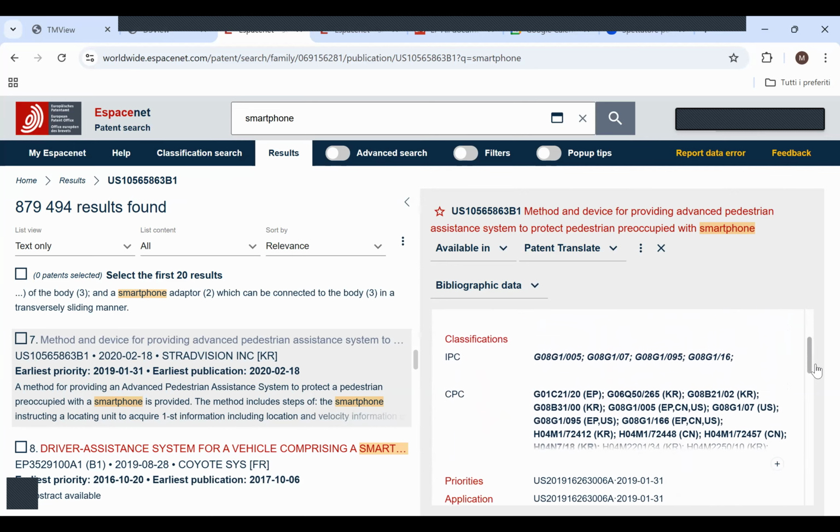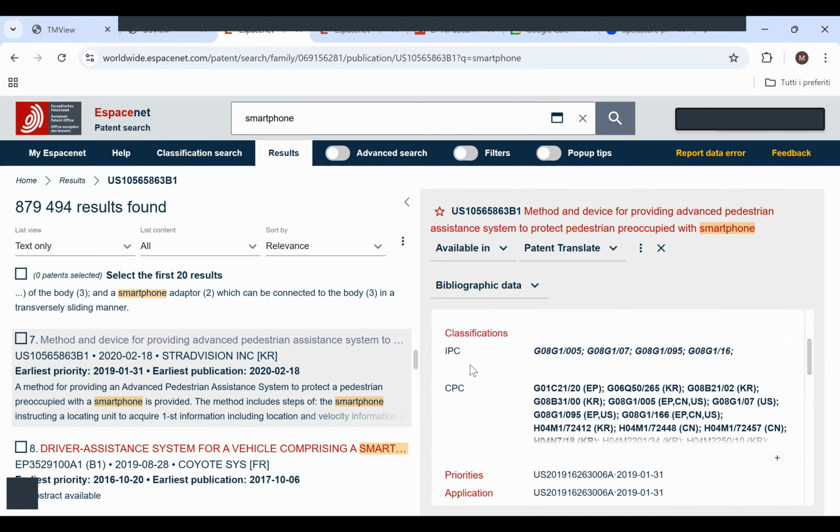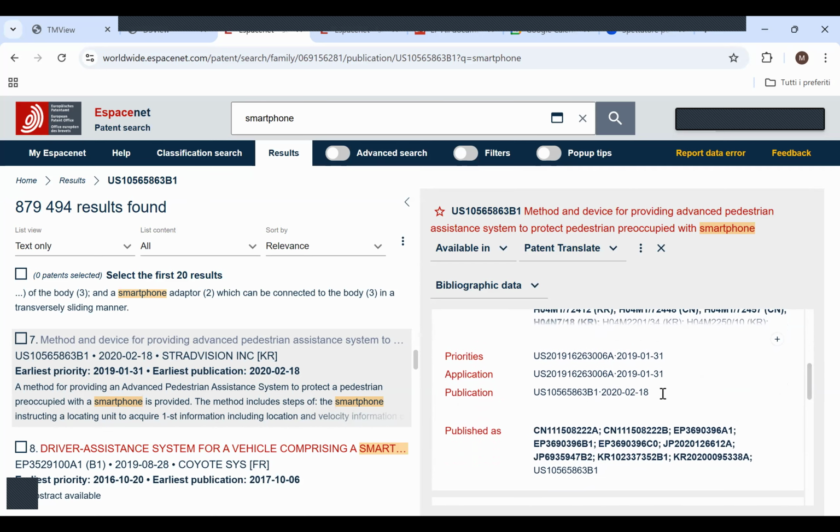You have the classification of the patent. The classification of the patent is similar to the goods and services we have seen in the previous website. There is an international patent classification and there is a cooperative patent classification. This one is an extension of the first one. And here you see the classification in the different countries: US, China, Korea. You have some other general information here.